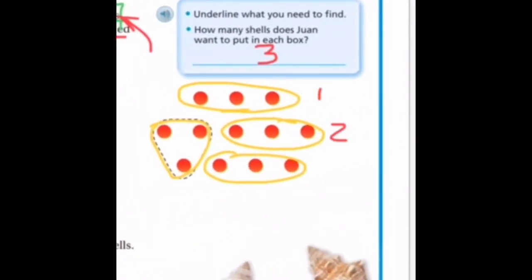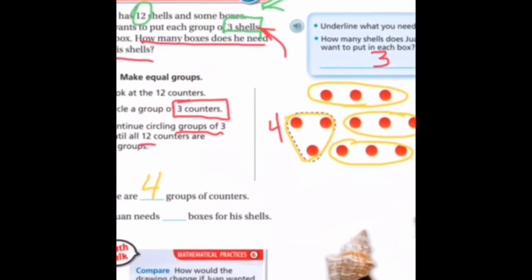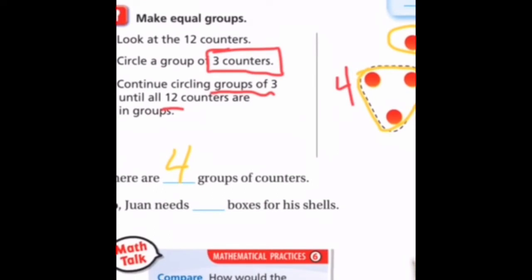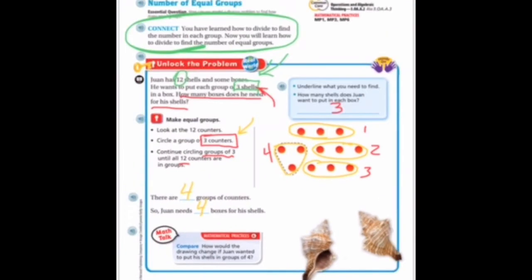Slide back over there and take a look at that again. There's 1, 2, 3, 4 groups that I circled, right? So I've circled 4 groups of counters, so that means Juan needs 4 boxes of shells. Okay? So instead of putting them in 3 groups, like we did in the previous lesson, we made them groups of 3, with 4 groups instead.